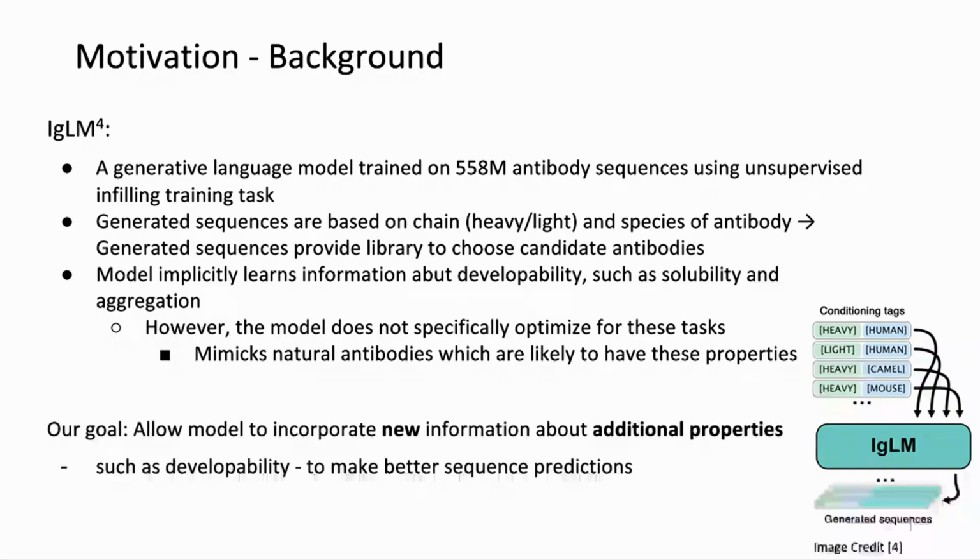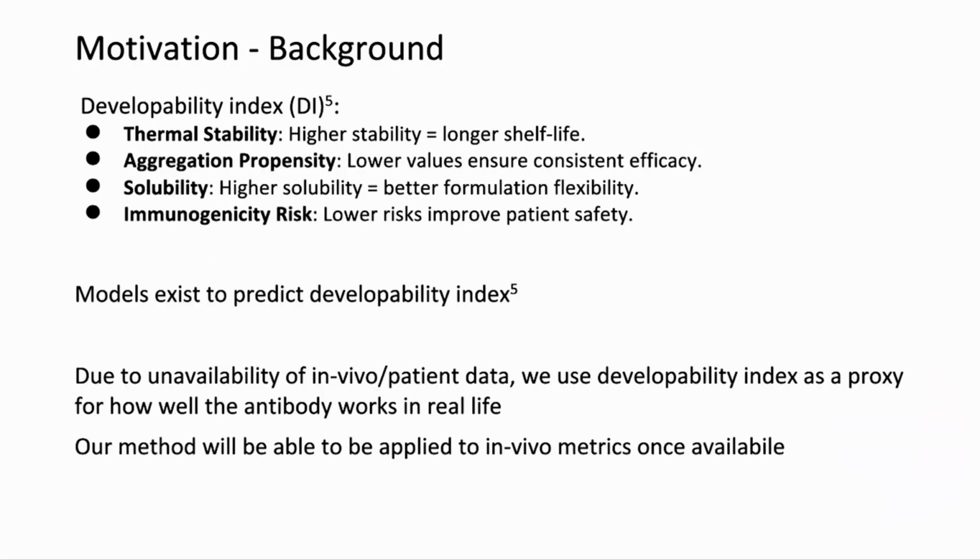However, it doesn't specifically optimize for tasks such as developability, solubility, aggregation, etc. So our goal is to allow the model to incorporate new information about additional properties such as developability to make better sequence predictions. And just some background on developability index.